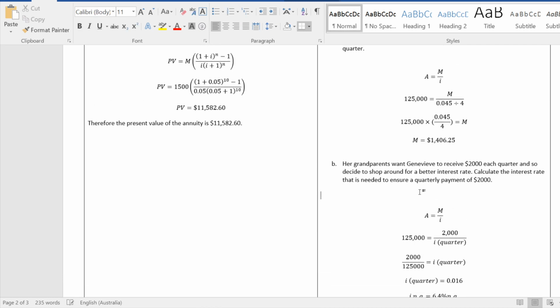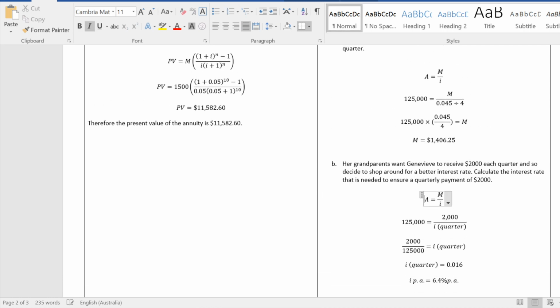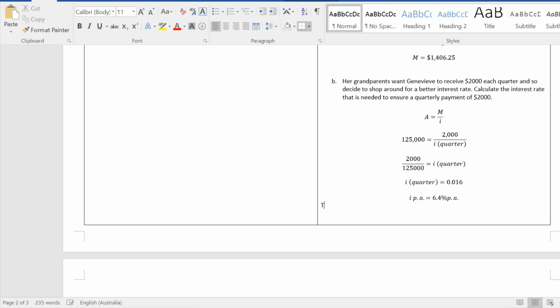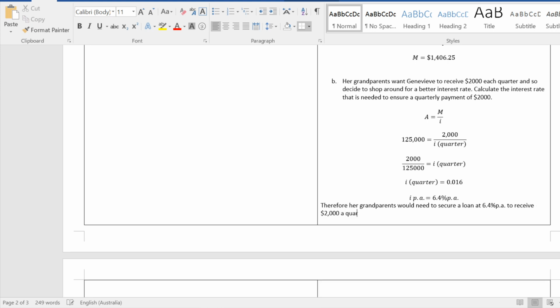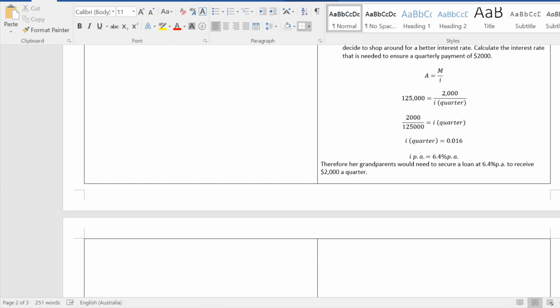Okay? Let's get rid of some space here. I forgot to put my summary statement for the one above, so I'll do that while I'm here as well. Therefore, her grandparents would need to secure a loan at 6.4% per annum to receive $2,000 a quarter. Okay, and there's my summary statement for that one.